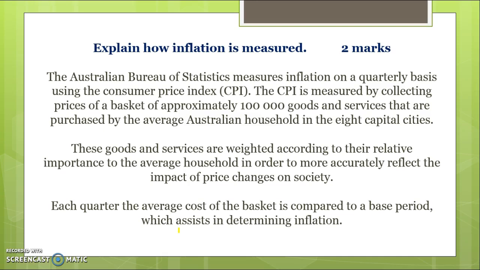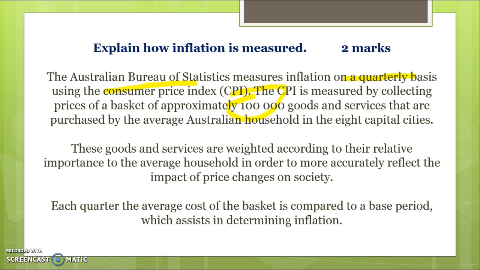Last thing, when we're talking about inflation and you get asked to explain how it is measured, basically go through the process. So the ABS measures inflation on a quarterly basis, using the CPI. The CPI is measured by collecting prices of a basket of 100,000 goods and services that are purchased by the average households in 8 capital cities. These goods and services are weighted according to their relative importance to how much we spend on them each month.